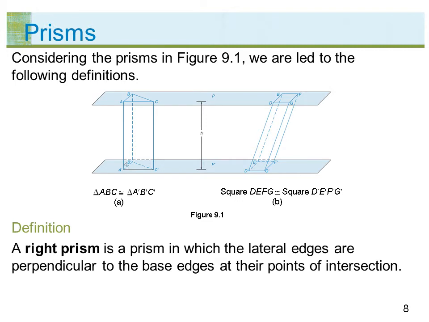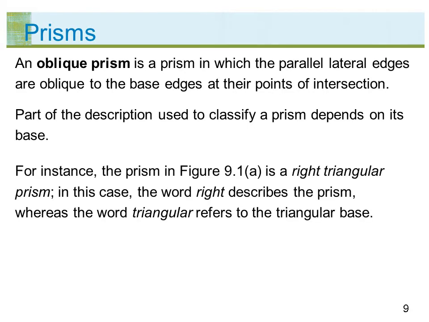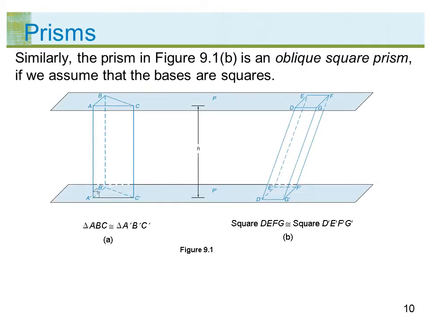Definition: a right prism is a prism in which the lateral edges are perpendicular to the base edges at their points of intersection. An oblique prism is a prism in which the parallel lateral edges are oblique to the base edges at their points of intersection. Part of the description used to classify a prism depends upon its base. For instance, the prism in figure 9.1a is a right triangular prism. In this case, the word right describes the prism, whereas the word triangular refers to the triangular base. Similarly, the prism in figure 9.1b is an oblique square prism if we assume that the bases are squares.